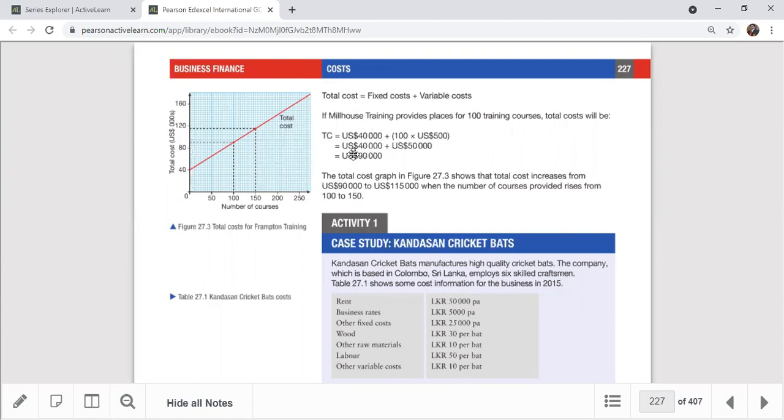Then total cost would be 40,000 plus 100 into 500, which is 50,000. So 40,000 plus 50,000 equal 90,000. Total cost will be 90,000. And this is the total cost curve.